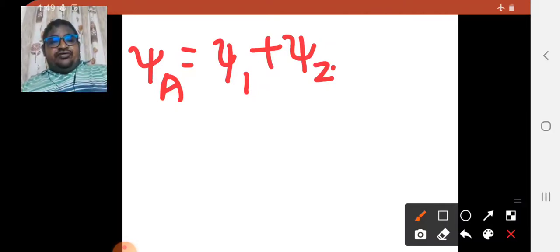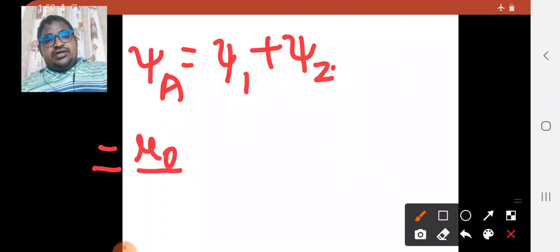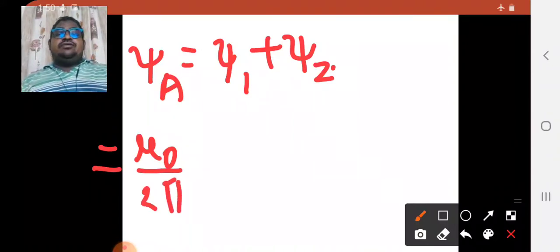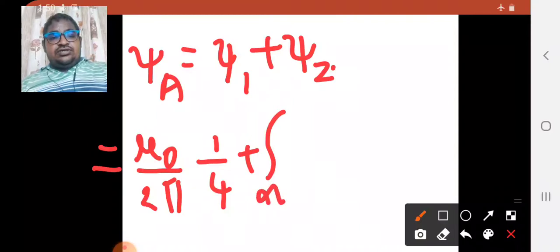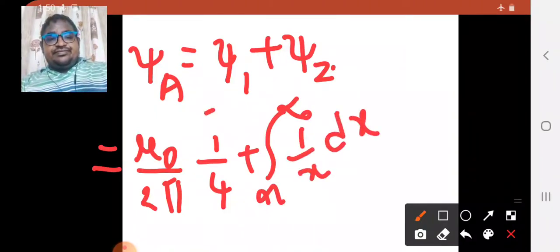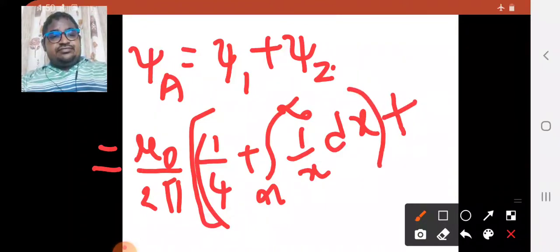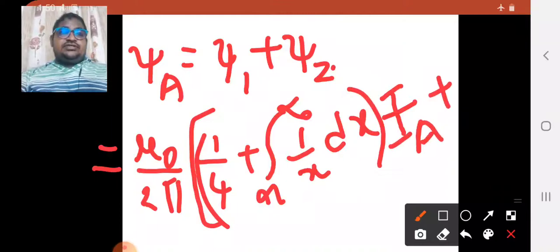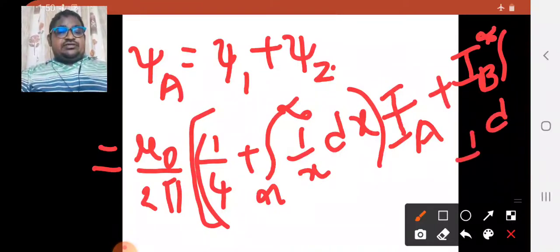Now if you substitute those two, and if you take mu naught by 2 pi common, then you may get mu naught by 2 pi times [1 by 4 plus integral r to infinity of 1 by x dx] into IA, plus IB into integral d to infinity of 1 by x dx.